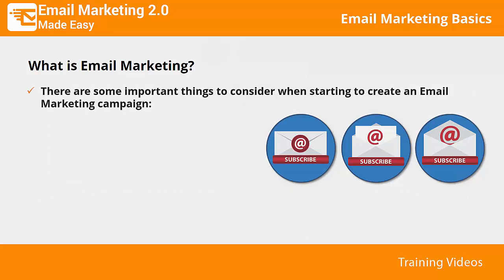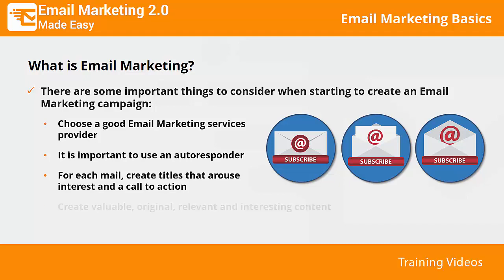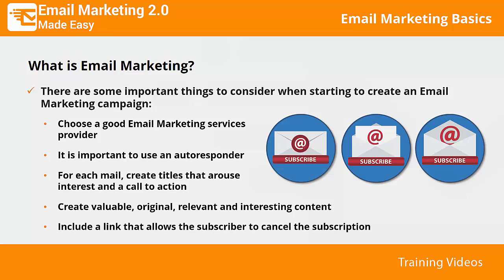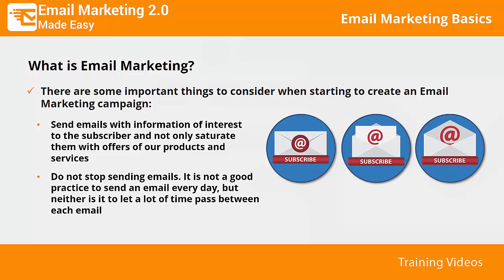There are some important things to consider when starting to create an email marketing campaign. Choose a good email marketing services provider. It is important to use an autoresponder. For each mail, create titles that arouse interest and a call to action. Create valuable, original, relevant, and interesting content. Include a link that allows the subscriber to cancel the subscription. Send emails with information of interest to the subscriber and not only saturate them with offers of our products and services. And do not stop sending emails. It is not a good practice to send an email every day, but neither is it to let a lot of time pass between each email.